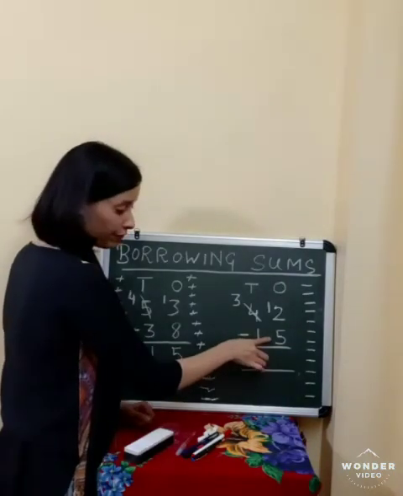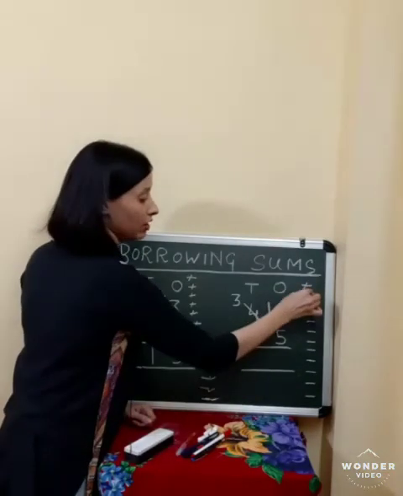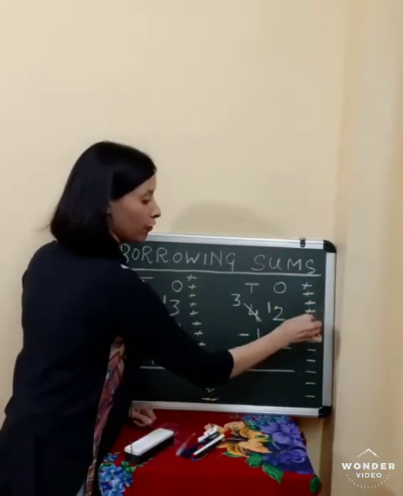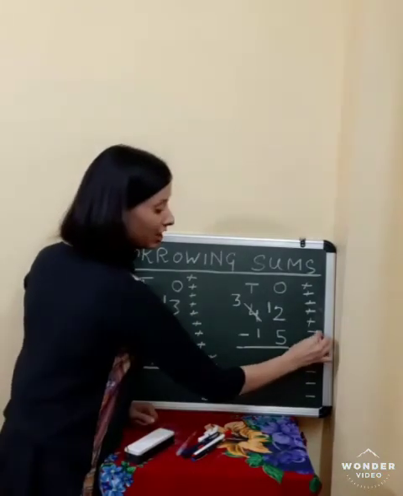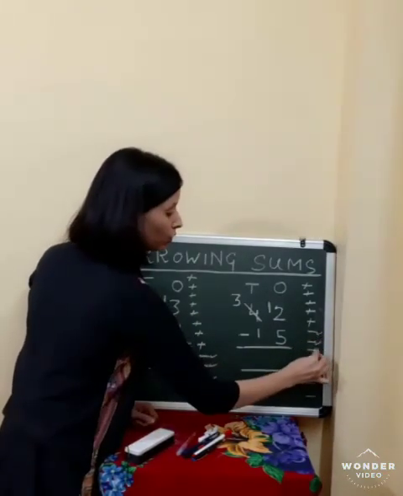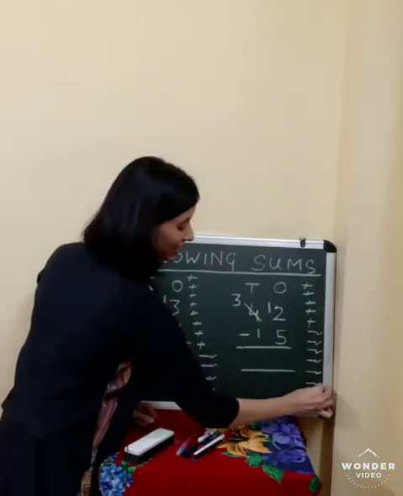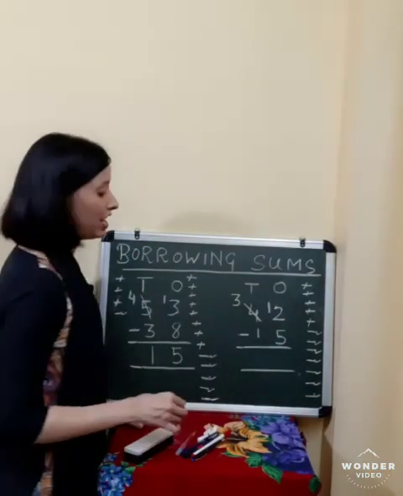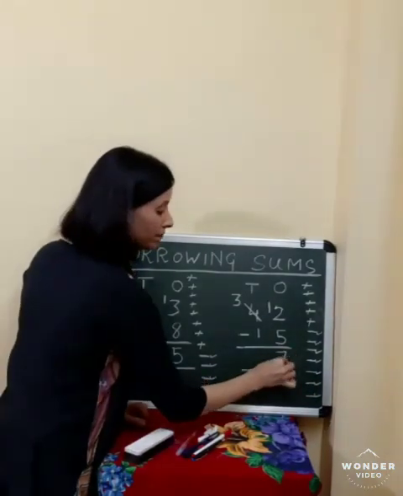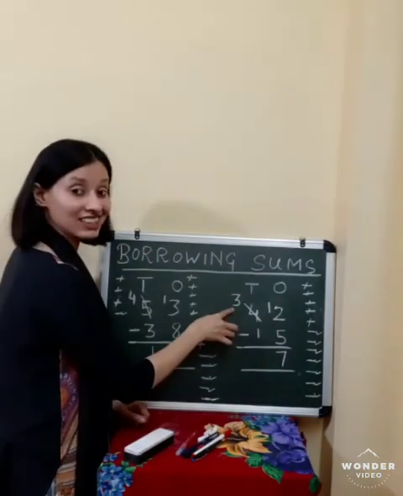Below is 5. So take out 5 lines. Cut out 5 lines. 1, 2, 3, 4, 5. 5 lines are cut out. Now see how many are left. 1, 2, 3, 4, 5, 6, 7. So 7 lines are left. So what will come over here? 7. Now here you have 3.